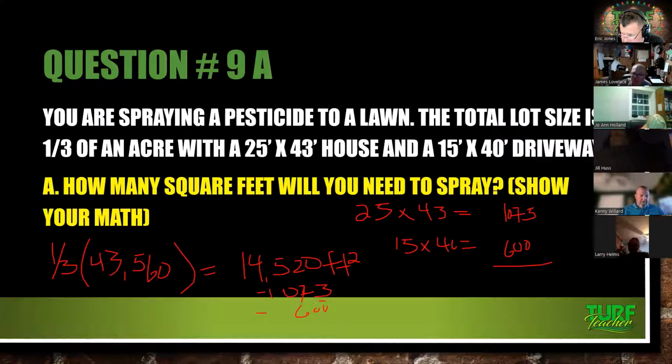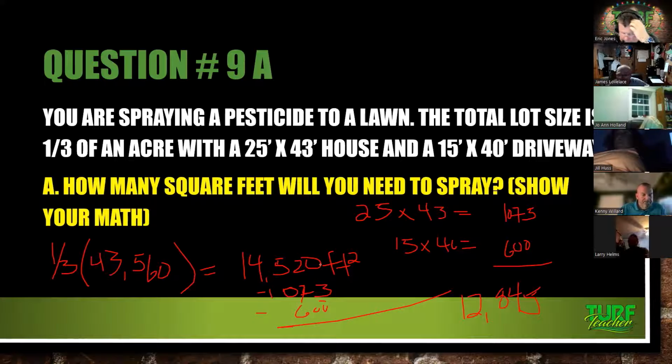So 12,847, I think. 14,520 minus the 1,673 minus that. Oh, yeah. So what are y'all getting? Yeah, 12,847. So what y'all got? 12,845. So that is our square footage of turf grass that we are actually going to treat.